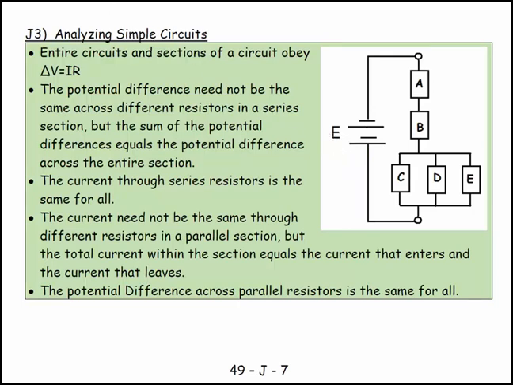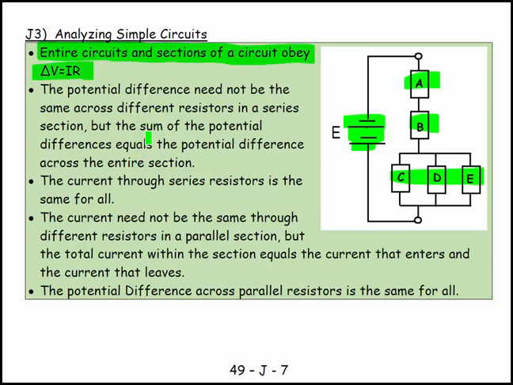So here's the kind of setup we have. Imagine a circuit. We have some kind of power supply, and then we have a couple of resistors in series with a parallel combination. That could be an example. It could be a series within a parallel combination, etc. This is a parallel within a series, and we could have a series within a parallel. We say the entire circuit and sections of a circuit obey Ohm's law, delta V equals IR.